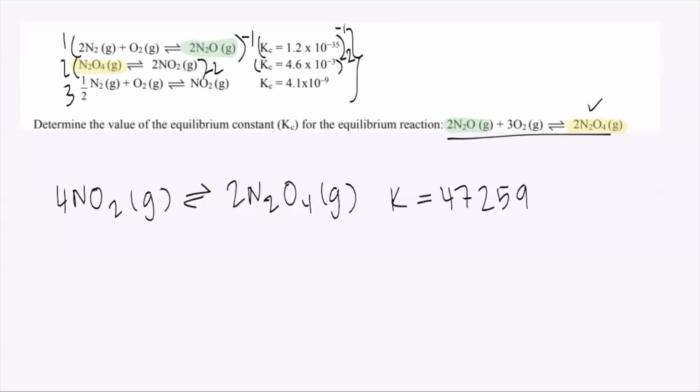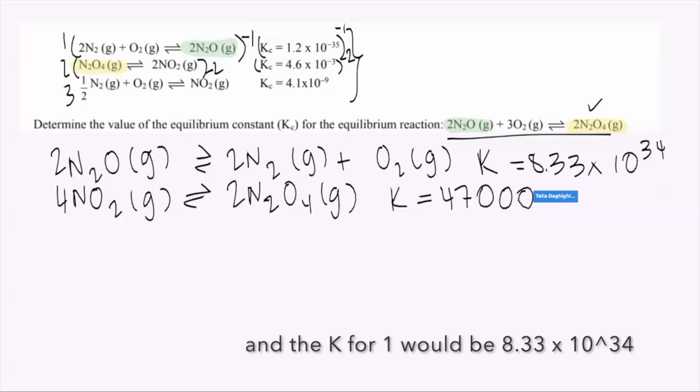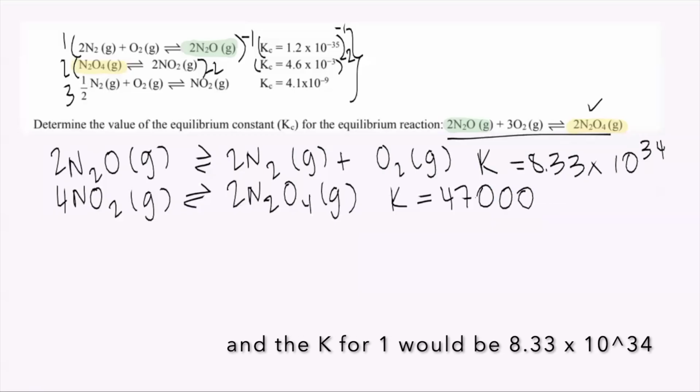So that's going to be 1.2 times 10 to the negative 35th to the negative first power. And K is going to be 8.33 times 10 to the 34th. If we wanted to worry about the sig figs a little bit more, we could make the K for reaction 2 47,000, or write something in scientific notation.